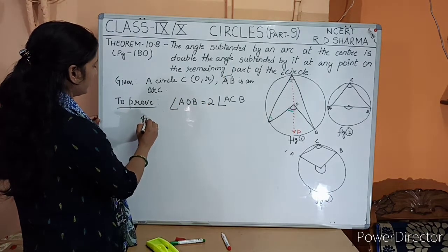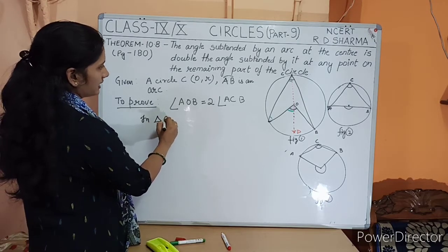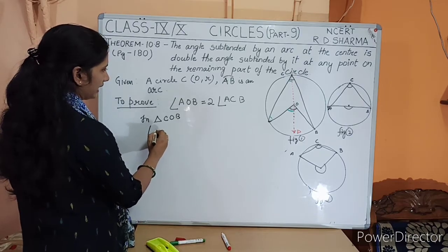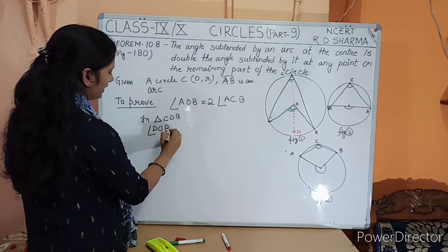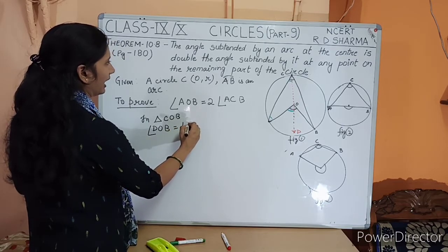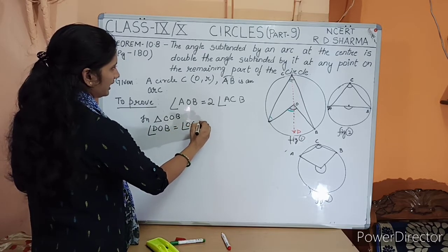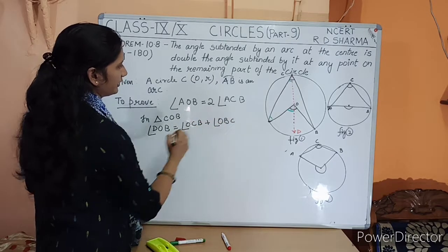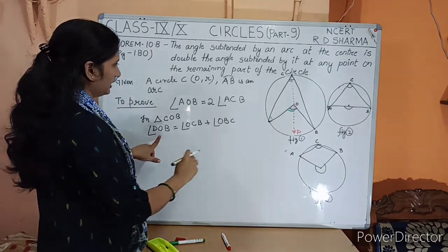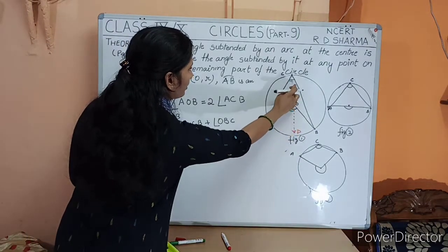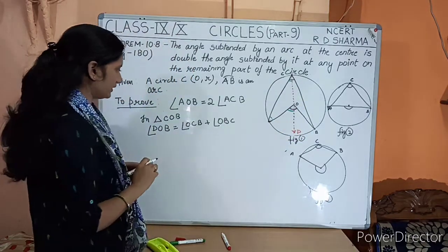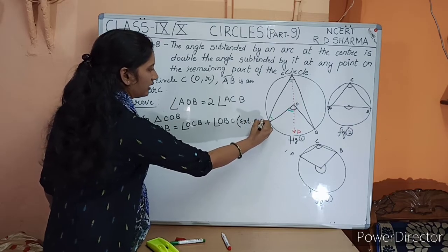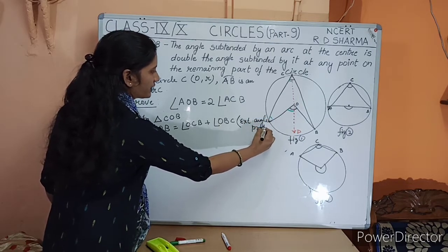Again you need to see in triangle COB. Can I write here angle DOB is equal to the sum of angle OCB plus angle OBC? Just check. DOB is equal to the sum of this plus this, okay? And the reason will be the same. It is by the exterior angle property of a triangle.